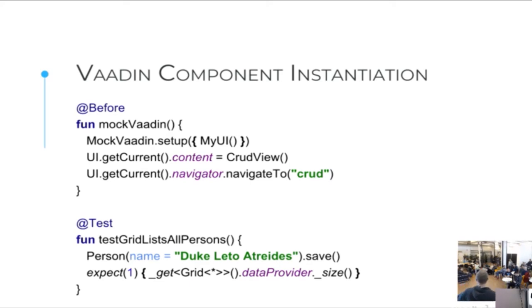And if we prepare the database properly, so that we clear the database before every test, and then prepare the database, then we know what the data source will look like. And it should return one, if the grid shows all persons, then it should return just one row. And we can, of course, add filters and then test that everything is filtered out, and so on and so on.